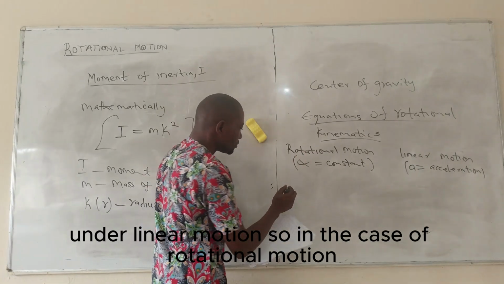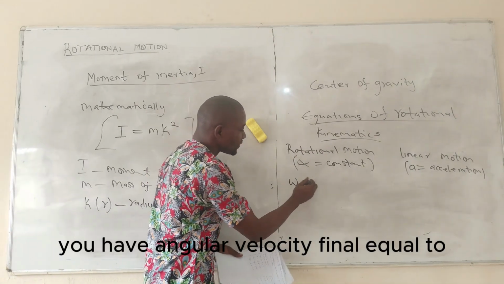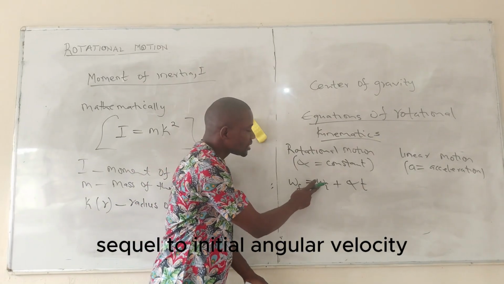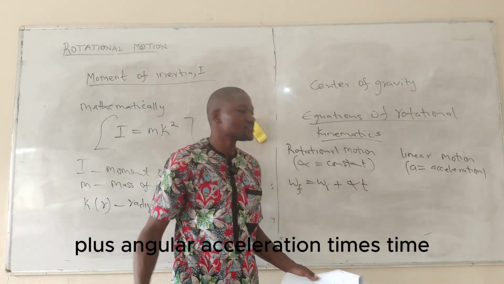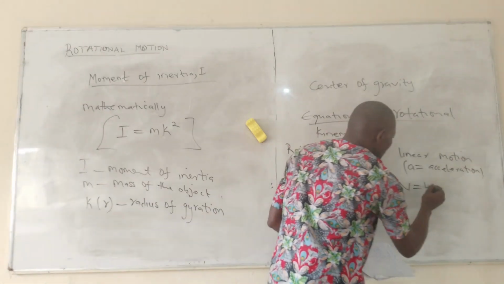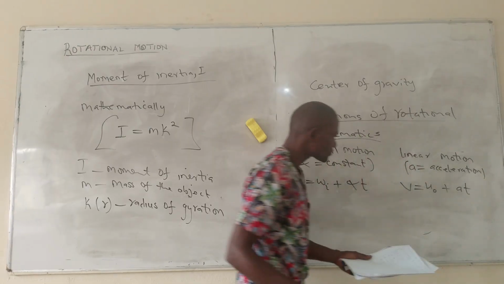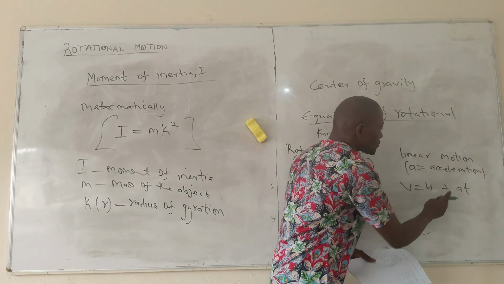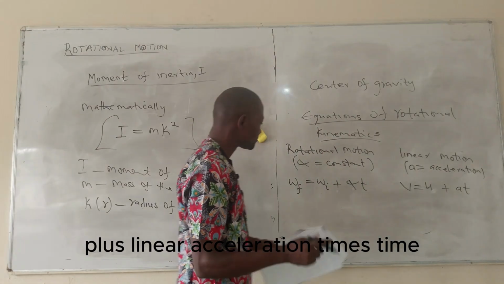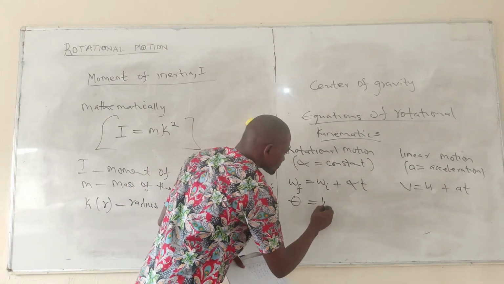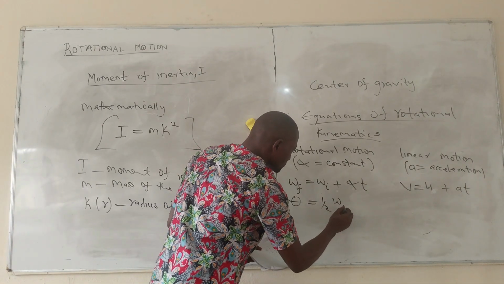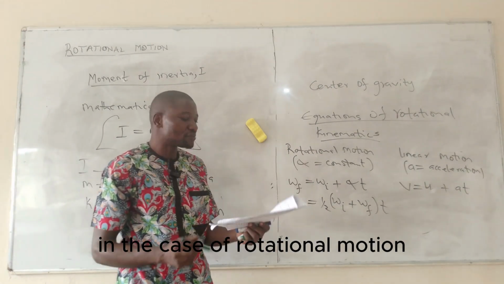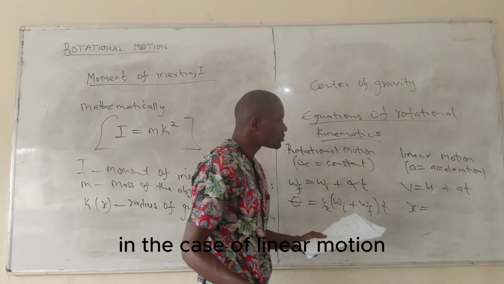So in the case of rotational motion, you have final angular velocity is equal to initial angular velocity plus angular acceleration times time. In the case of linear motion, it is given by this expression: final velocity equals initial velocity plus linear acceleration times time. Okay, let's look at the second equation of motion. So this is the second equation of motion in the case of rotational motion. Let's look at the equivalent in the case of linear motion.